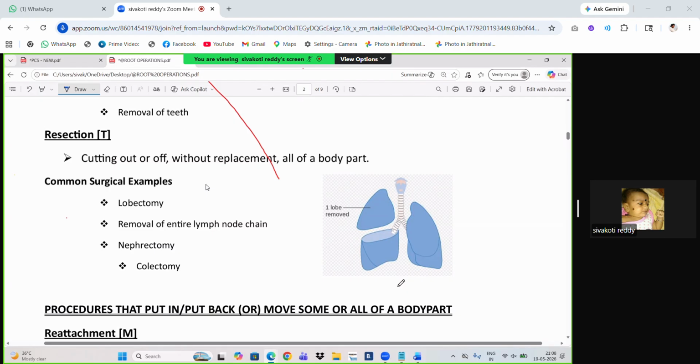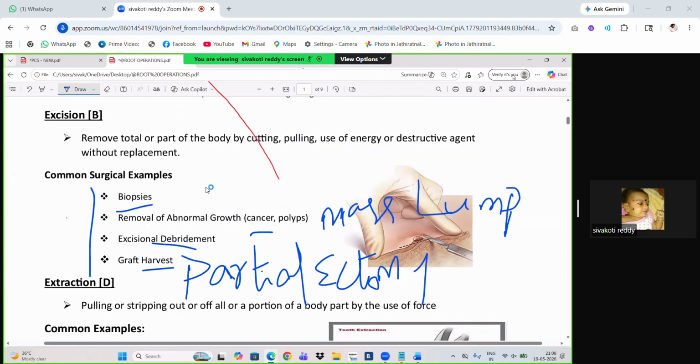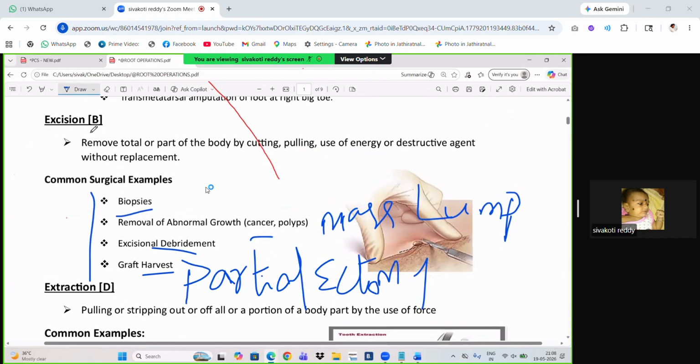Complete body part, complete lobe, or in the colon a complete part like ascending colon, descending colon, sigmoid colon is also considered resection, and complete colectomy is also resection. The resection value should be T. You will get third character T. Excision value should be B. You will get third character B.